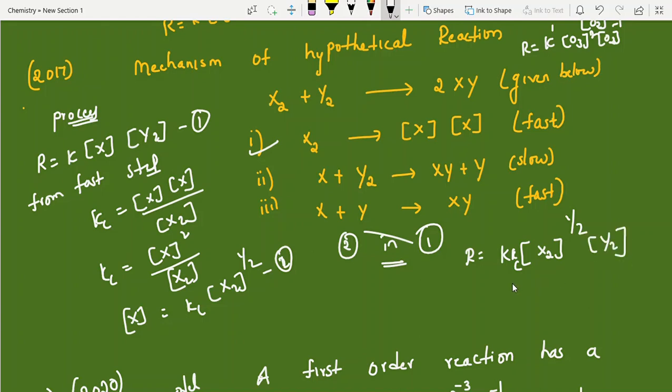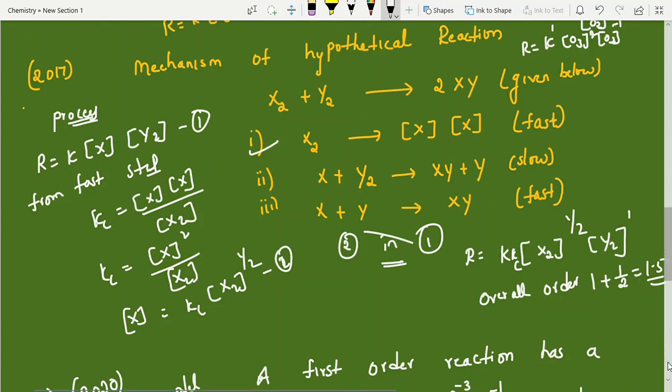See, that's it. What is the overall order? With respect to X2 it is 1 by 2, with respect to Y2 order is 1. What is the overall order? Overall order only they asked. Overall order equal to 1 plus 1 by 2, that is 1.5. That's it, students. The same models they are asking in the mains exam also. Clear? These two questions we can work out after the previous year questions.